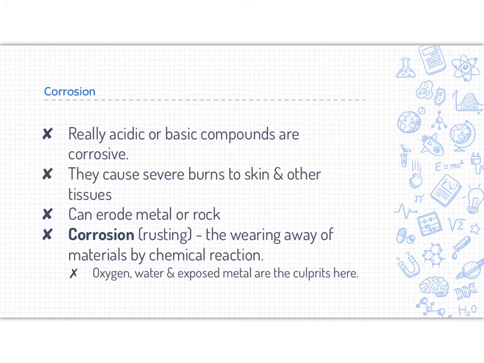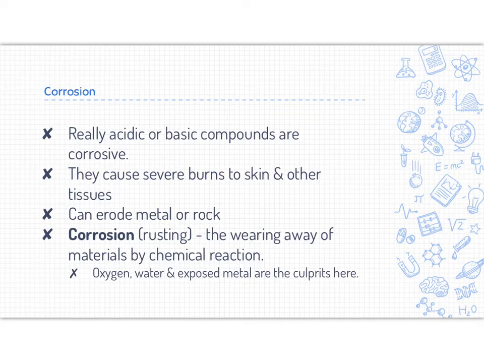Some other things where we see acids and bases in action. Corrosion. So corrosion is partly or sometimes from acidic or basic compounds. They can etch metal or rock or glass. They cause severe burns, obviously, to skin and other tissues, but we can use them to our benefit in etching or erosion.